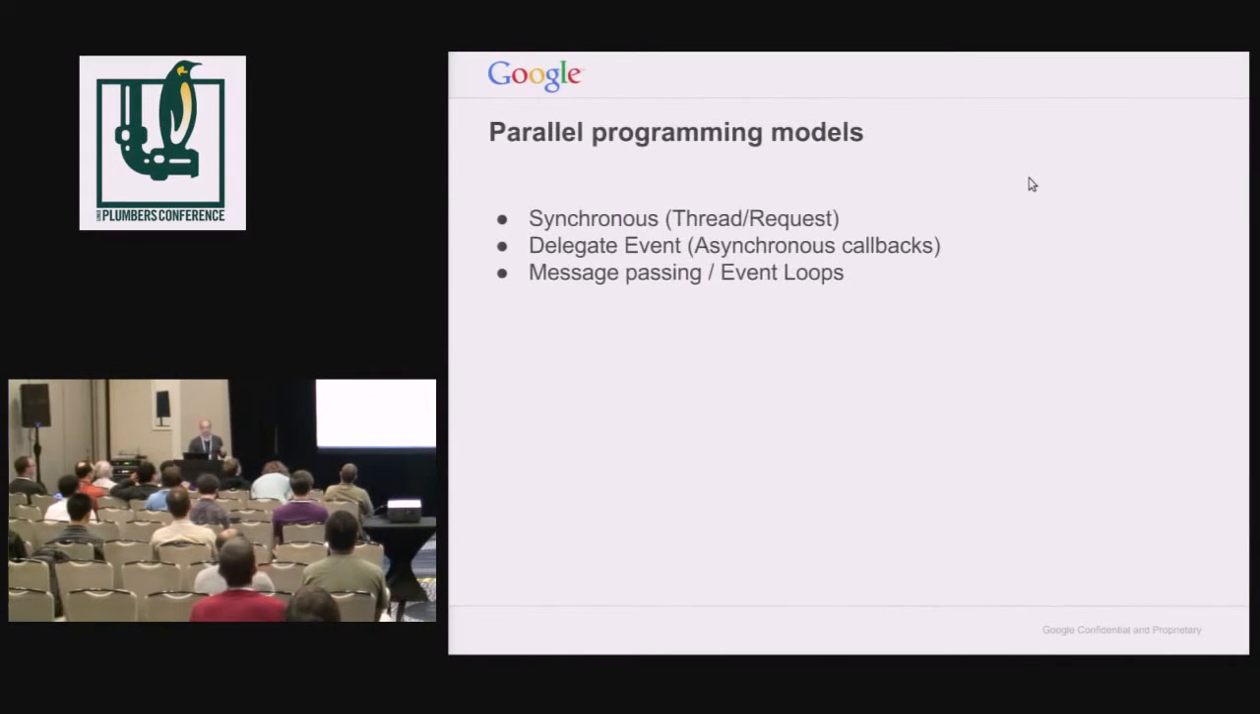So, OK, let's move aside a second to what we actually talk about. When people want to write parallel code, two really popular models are either you do a synchronous model, and you use a thread for every request coming in, or you do something like delegate events, and you have asynchronous worker objects, which are actually smaller than a thread. There's also message passing event loops, but really these end up typically being an implementation of the second.